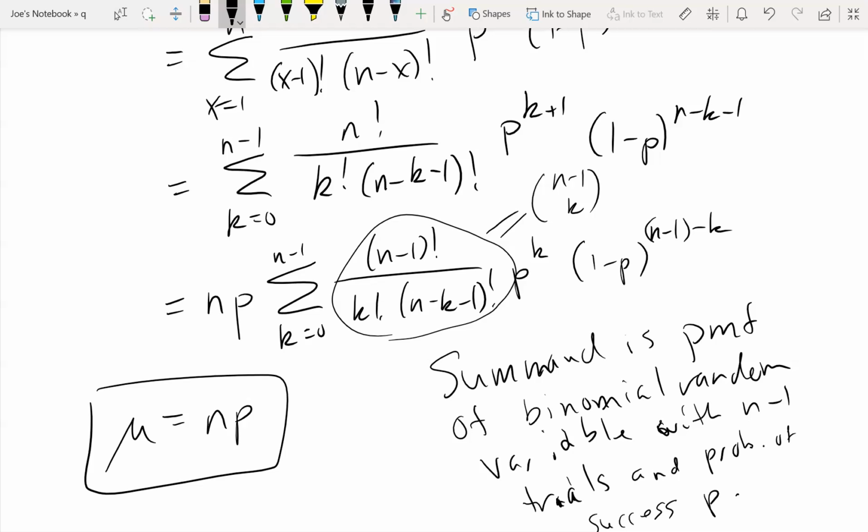If you're an 80% free throw shooter and you shoot 100 free throws, you'd expect to make 80 free throws, right? That's what that expected value means. Okay. Does it happen all the time? No, but that's what the expected value is.